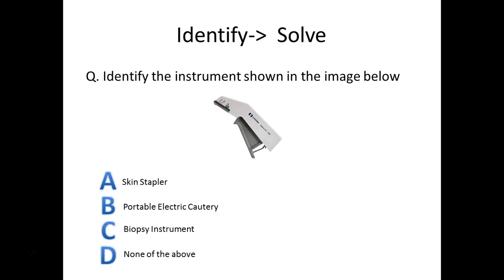In this type of question, if you're not able to identify, you're not able to solve it. Simply by identifying, you are able to solve the question. There is no reasoning involved, no recall of information involved. Simply you identify or you don't identify. Something like, identify the instrument shown in the image. If you know it's a skin stapler, you will be able to write it. Otherwise, you will not be able to solve the question.